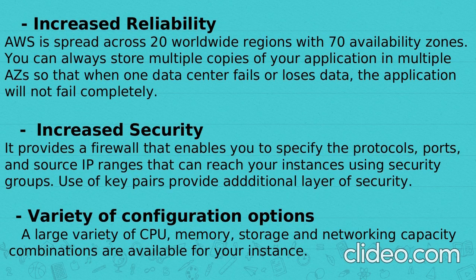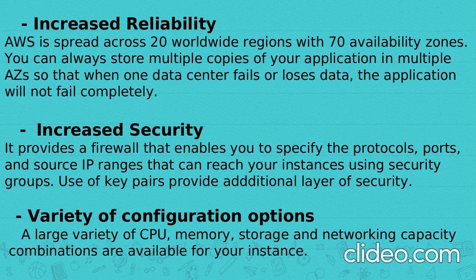The availability zones are connected to each other by a high bandwidth, low latency network. For example, Mumbai is an availability zone in the Asia Pacific region. So regions and availability zones are the places which have the AWS data centers.